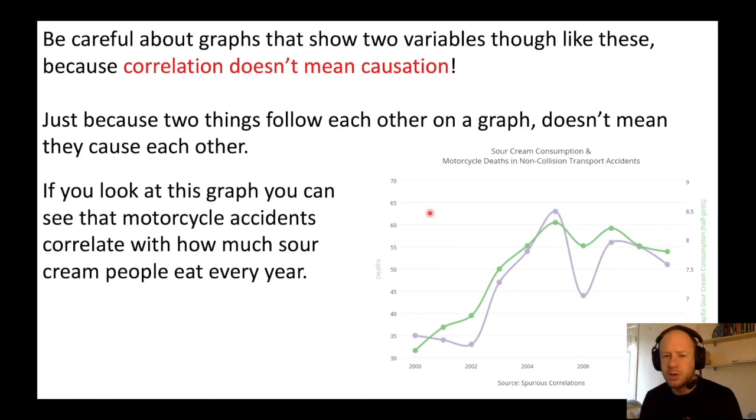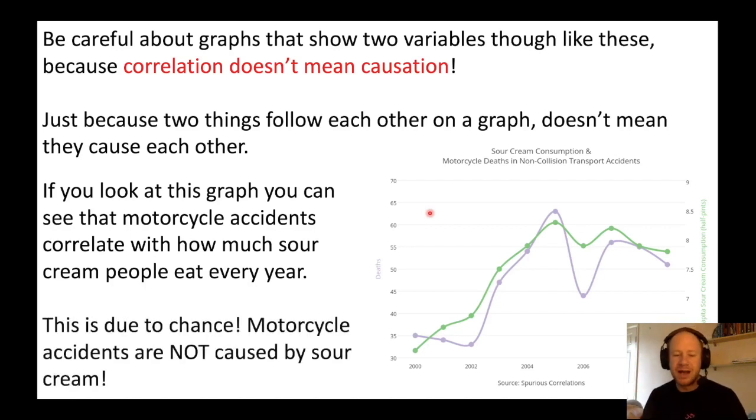A good example for this is this graph here. You can see that sour cream consumption in the United States correlates with the number of motorcycle deaths in transport and non-collision transport accidents. So are motorcycle accidents caused by people eating sour cream? Obviously not. This is just random chance. Motorcycle accidents are not caused by sour cream. This is just a random spurious chance of variables.